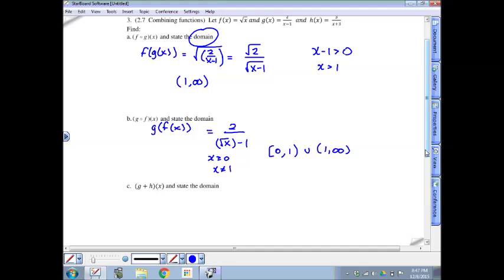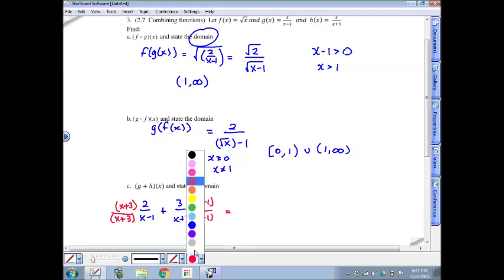Now for part C, we're adding the g to the h function. So 2 over x minus 1 plus 3 over x plus 3. These two functions can't be added to each other if they have denominators that aren't the same. So we need to get common denominators here. So now we have a common denominator of x plus 3 over x minus 1.